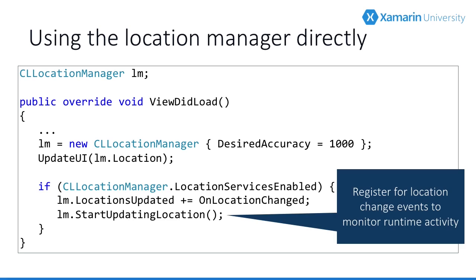Then, in order to get our ongoing and really updated and accurate locations, we're going to start listening on our event, that's the locations updated event. Of course, we're only going to be able to get any actual updates if location services is enabled, so we're checking that. Then we start listening on the event, subscribing to that event, and then we'll call start updating location in order to start actually getting these updates.